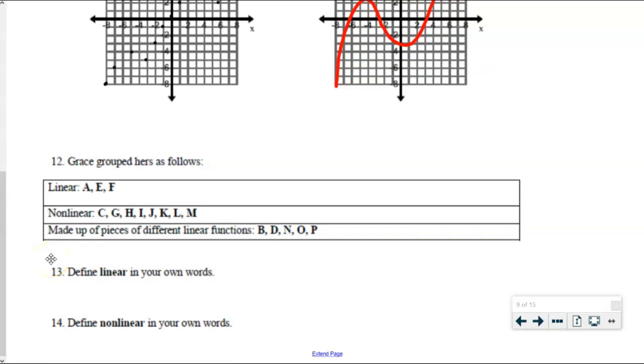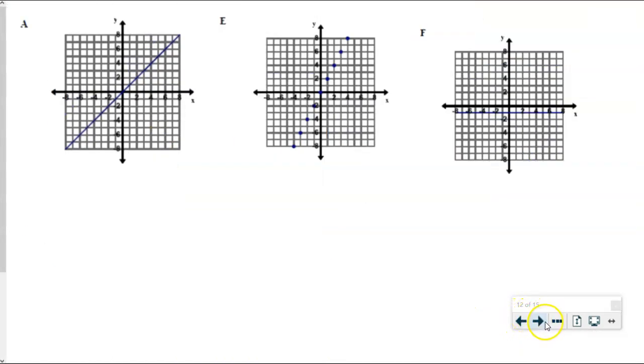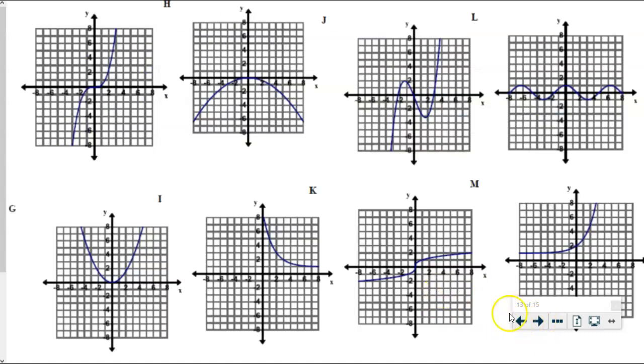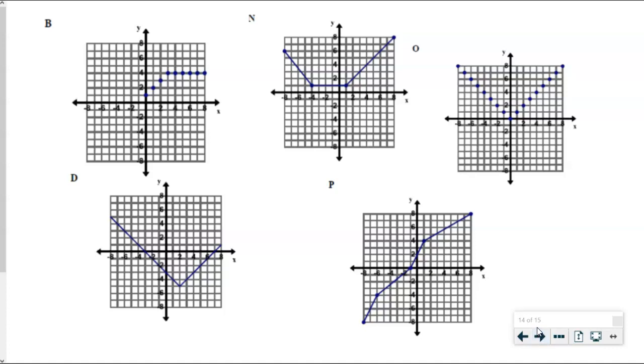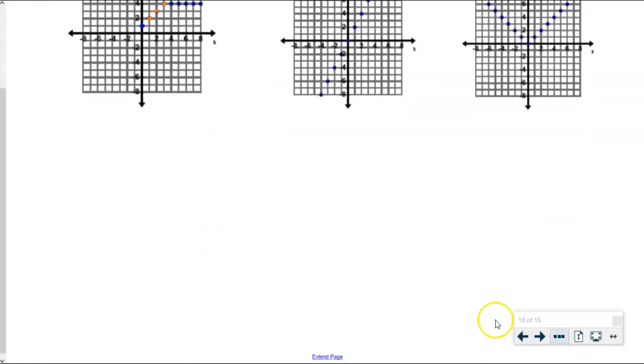This was a grouping that I saw a lot. Not quite as many people in their groups put them in 3 categories here, but linear: A, E, F. So here's A, E, F described as linear. And then the next one, all of these ones were described as nonlinear. And these ones here were described as, I can't remember, what were the words? Made up of pieces of lines or something like that. What was it called? Made up of pieces of linear functions.